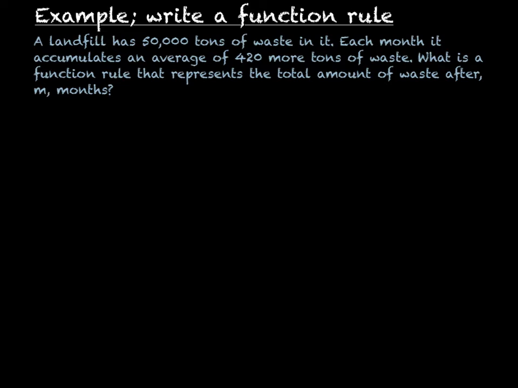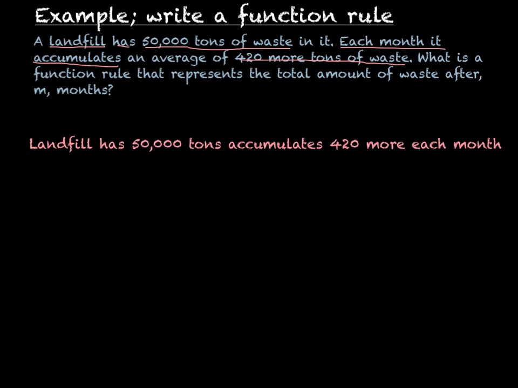So when I'm reading this, I see that the landfill has 50,000 tons of waste in it already. And then with every passing month, it is going to accumulate an average of 420 more tons of waste. Okay, so that's the important information. So the landfill has 50,000 tons and accumulates 420 more each month. So I rewrite it so that we can get rid of all the extra stuff.